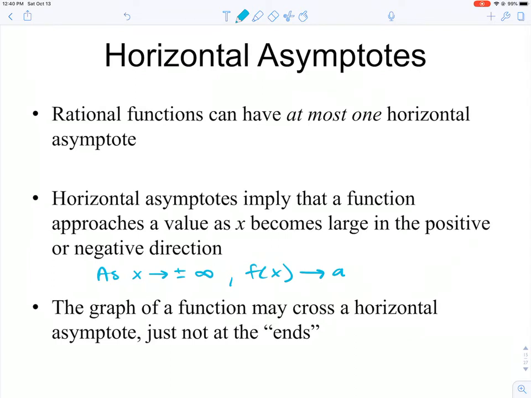Okay, so the graph of the function may cross a horizontal asymptote, just not at the end. So a lot can happen kind of locally, like about the origin. The graph can cross the horizontal asymptote as many times as it needs to. But then if you were to zoom out on the graph, the graph will just look like it approaches the horizontal asymptotes at the ends.